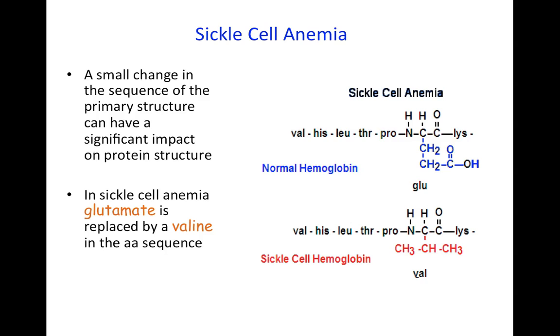Now sometimes, just changing one amino acid in a protein could prove to be very dangerous. So let's look at here. Sickle cell anemia. A small change in the sequence of the primary structure can have a significant impact on protein structure. So in sickle cell anemia, glutamate is replaced by a valine in the amino acid sequence.